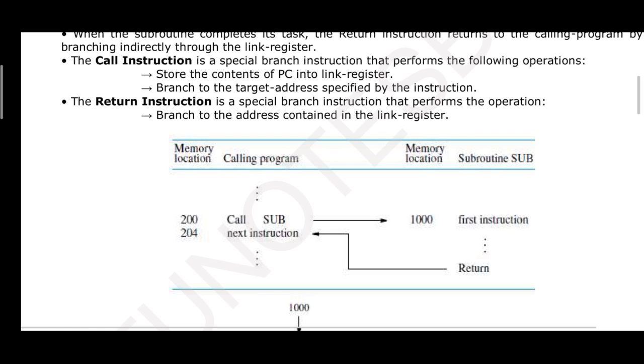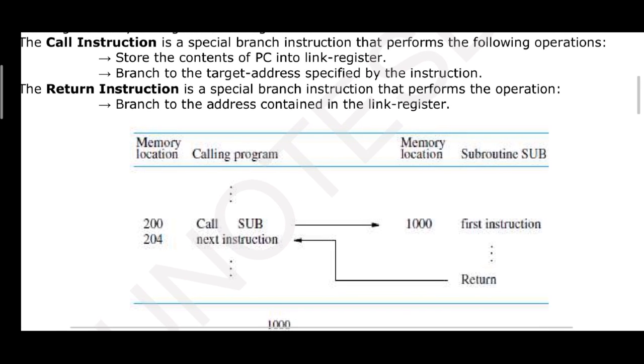At 1020 we have a return instruction. So control will come back to the calling function, which is the left hand side program, the main program. So the calling function and subroutine are marked here. Just go through it carefully. The next instruction from the main function will be executed, which is located at 204.